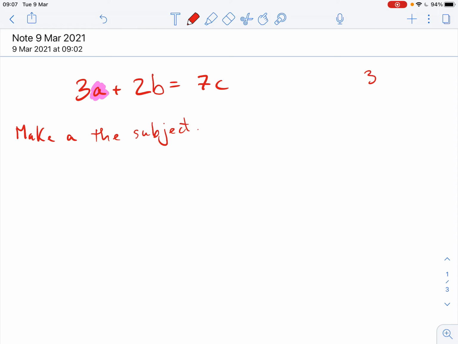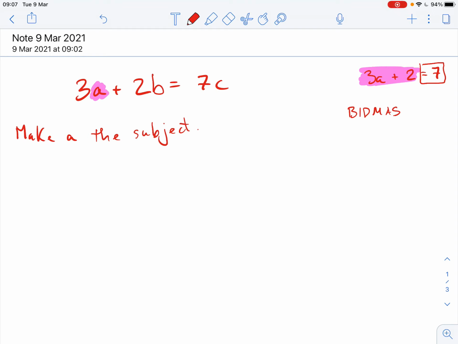So if this were something like 3a plus 2 equals 7, the first thing I would do is subtract this 2, because it's the furthest thing away from A in terms of BIDMAS. So if we remember BIDMAS, I'm going to essentially block out everything on this side of the equals. So just focus on 3a plus 2.